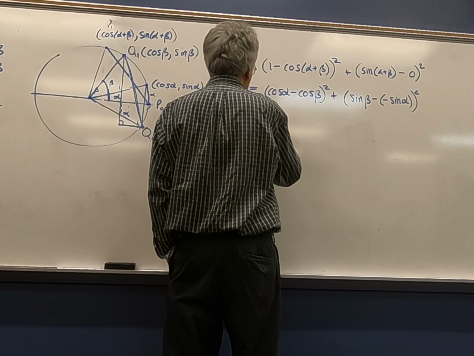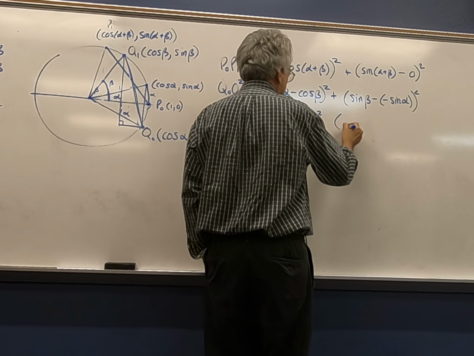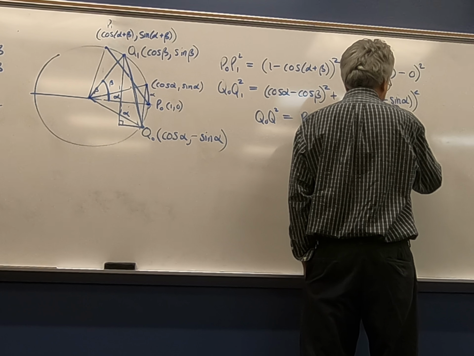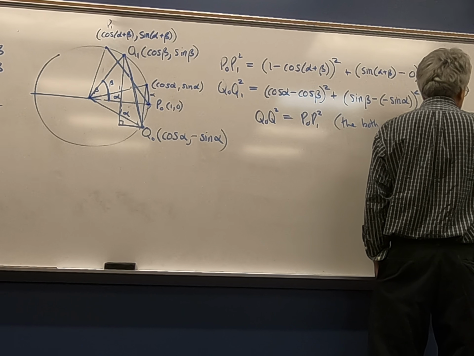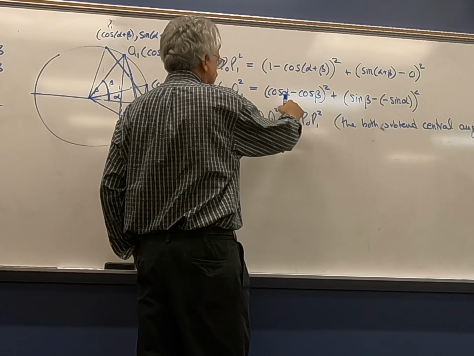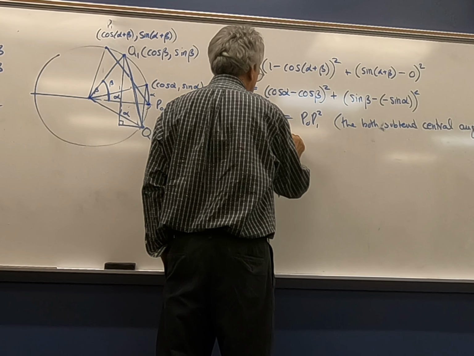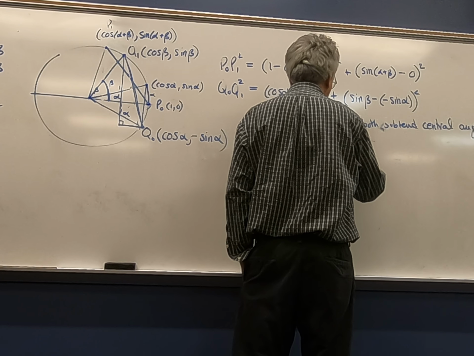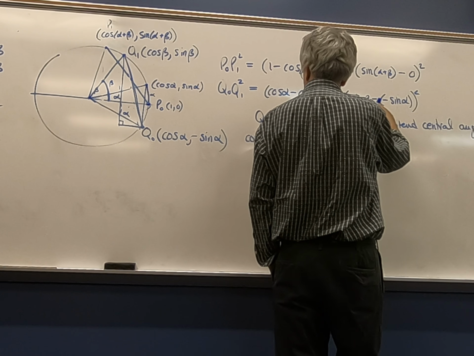We have that Q naught Q1 squared equals P naught P1 squared. They both subtend central angle alpha plus beta in the unit circle, right? So I'm going to expand this and get cosine squared alpha plus minus 2 cosine alpha cosine beta, oh, there's that product. And then plus cosine squared beta. All right, that's the expansion of that. Here's the expansion of this.